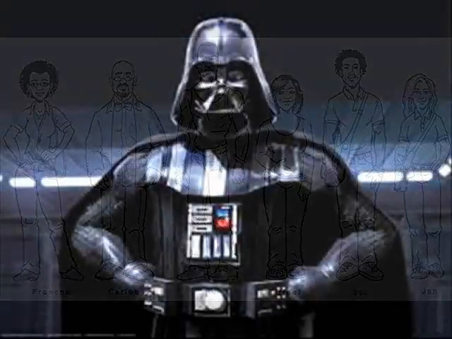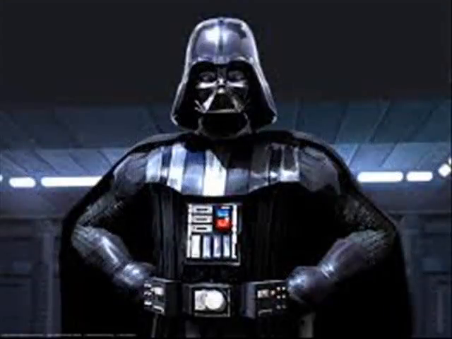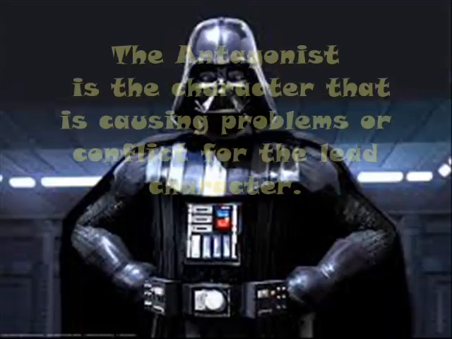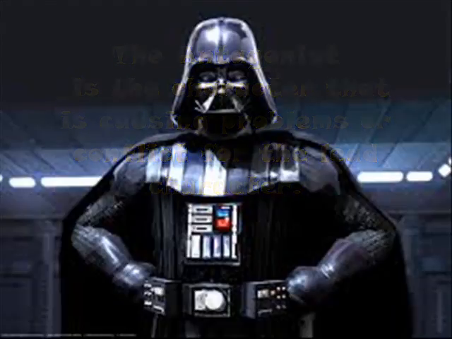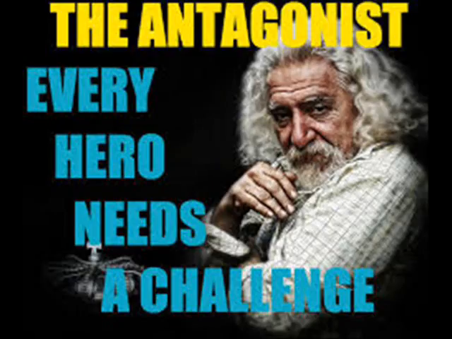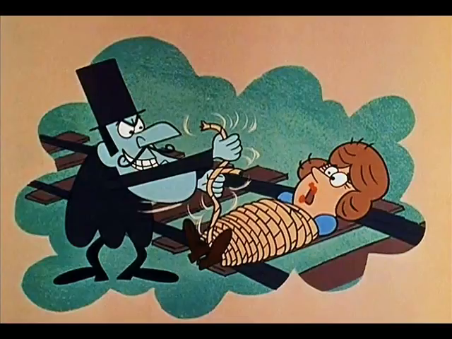Characters that cause problems or conflict for the protagonist are called the antagonist. All characters should stay true to the author's descriptions throughout the story so the reader can understand and believe the action that is taking place. Remember, the protagonist is the lead character in a short story, and the antagonist is the character that is causing problems or conflict for the lead character.